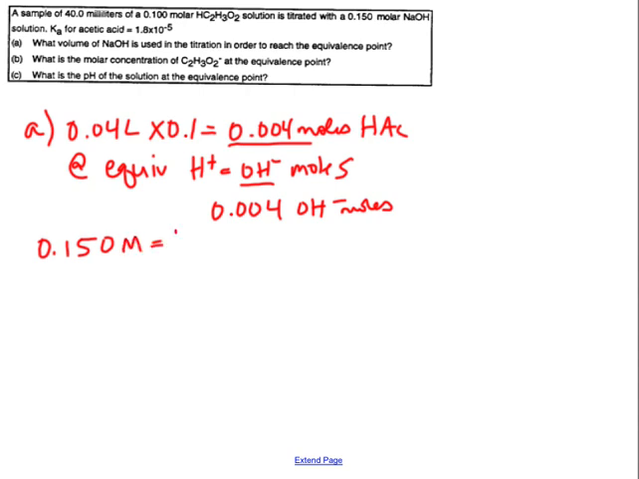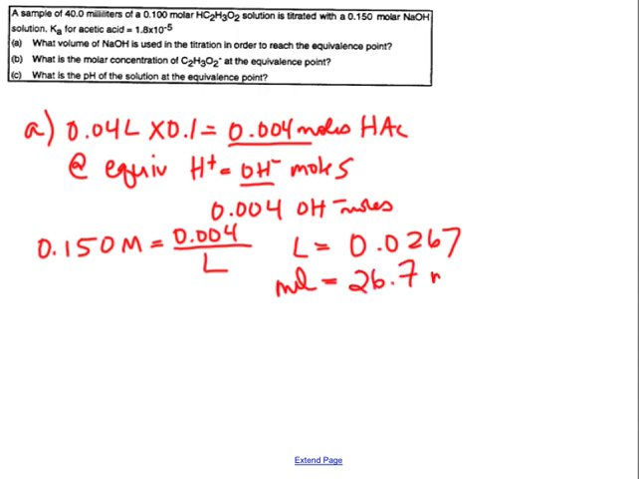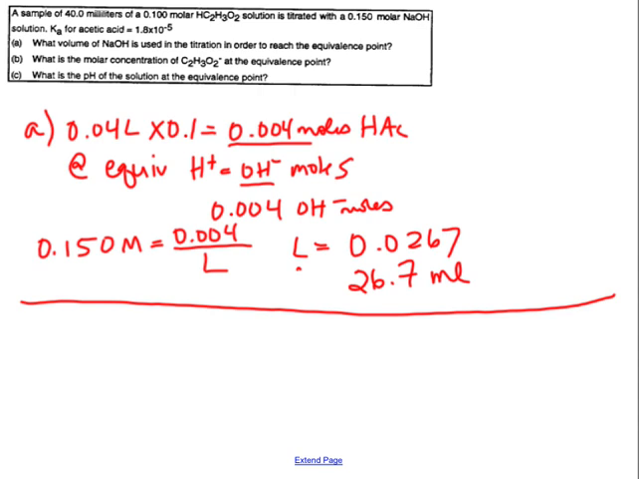And that's equal to moles of 0.004 over liters. Hey, that's how I find the liters then. I know that my liters of sodium hydroxide is 0.0267, and my mils are 26.7. Okay, so that's how many mils it takes to get to the equivalence point. Bam. Why do I need that?